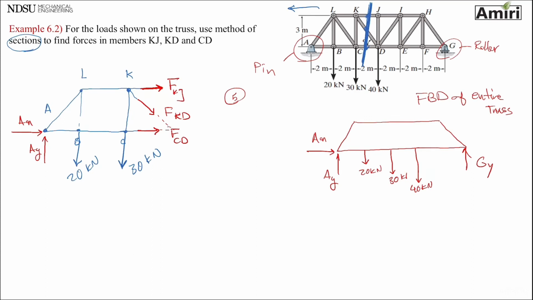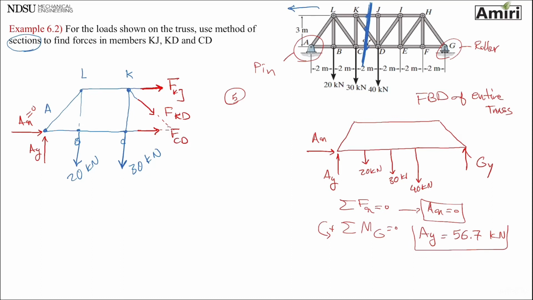Now I have 3 unknowns. I will use the summation of forces in x direction being 0. This will result in AX being 0. So this is 0. Summation of moment about G being 0. I'll skip the math. It will give you AY of 56.7 kilonewton.